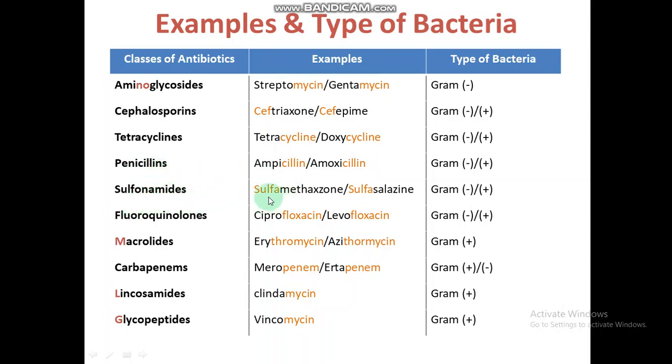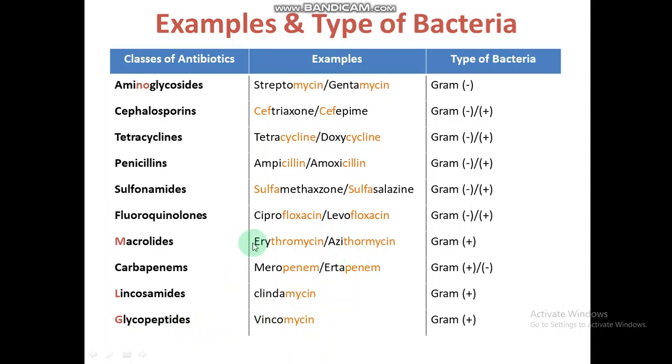Sulfonamides, these are the sulfur drugs, so they start with the sulfa group. Fluoroquinolones, floxacins, so ciprofloxacin, levofloxacin, they end with floxacin. Macrolides, they end with thromycin like azithromycin, erythromycin, clarithromycin. Carbapenems, they end with penem. Lincosamides also end with mycin, and glycopeptides also end with mycin, like vancomycin, etc.